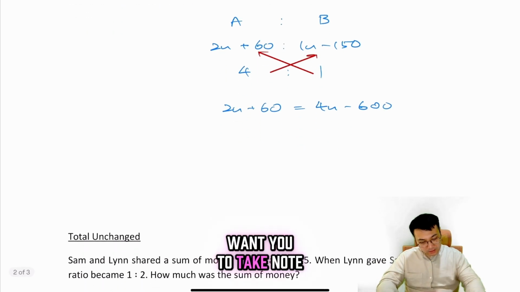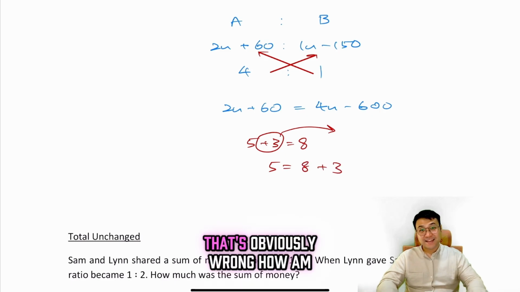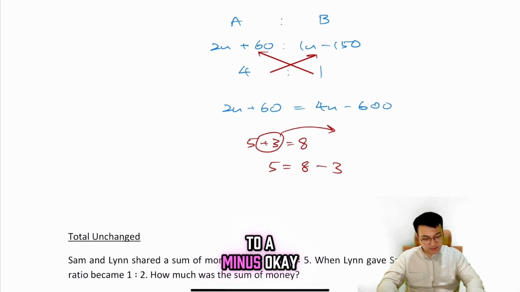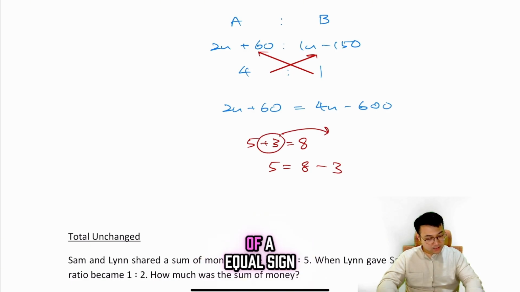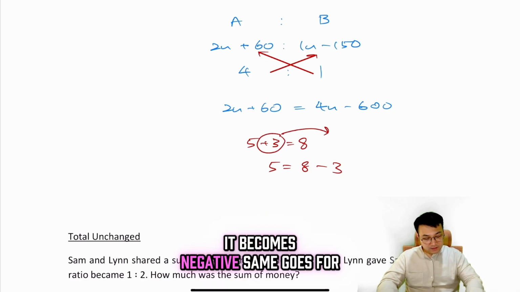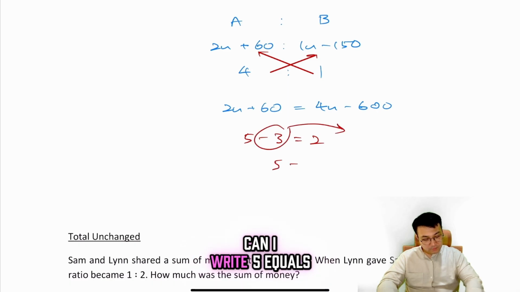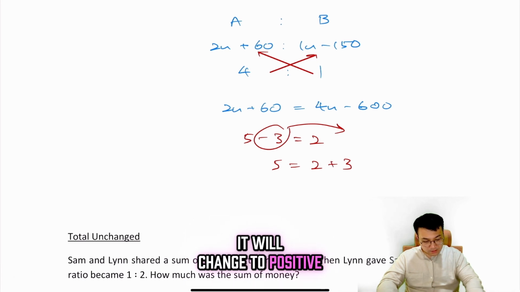The next thing I want you to take note of is, if I have 5 plus 3, it'll give me 8. What if I would like to move the number 3 over to the other side? Can I write 5 equals 8 plus 3? That's obviously wrong. How am I going to make it right? Just change the plus to a minus, okay? So when we move a positive number from one side to the other side of an equal sign, it becomes negative. Same goes for negative numbers. 5 minus 3 is 2. If I bring the negative number over to the other side, can I write 5 equals 2 minus 3? That's obviously wrong. It will change to positive 3.